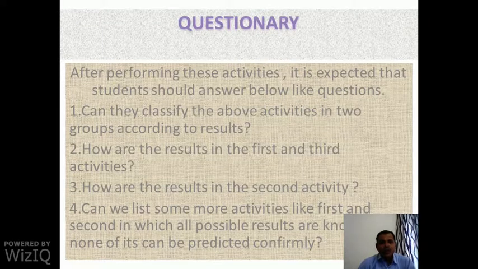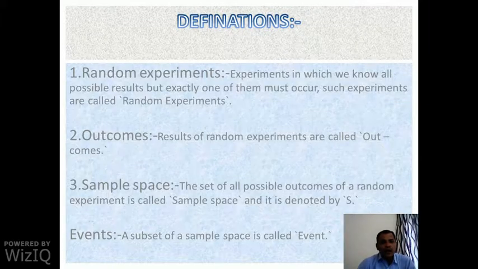Again, the next question can be asked: can students list some more activities like the first, second and third, in which all possible results are known but none of them can be predicted with confidence? By these activities, students get an idea about probability, and then we proceed to the definitions in probability. The very first definition is of the random experiment.